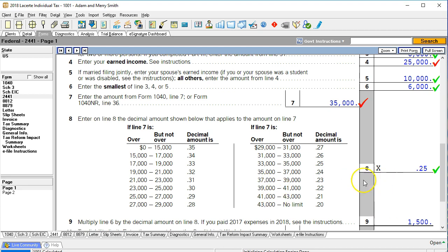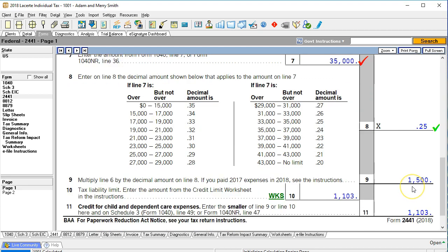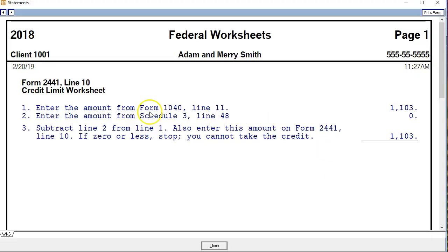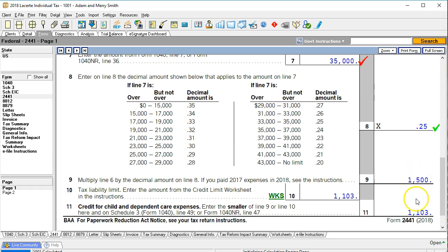And notice, of course, the 0.25 is coming from this table. So it's 0.25 as opposed to when we had a higher income, it could go down to basically 20%. So we're getting a higher amount there, which could be good, 1,500. However, it's being limited by this amount here. This is going to be the tax liability limit. And this tax liability limit, you can see, is on form 1040 line 11. So that's going to limit the deduction. Instead of 1,500, it's limited to 1,103.